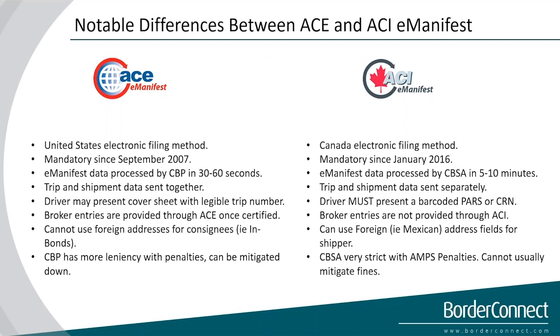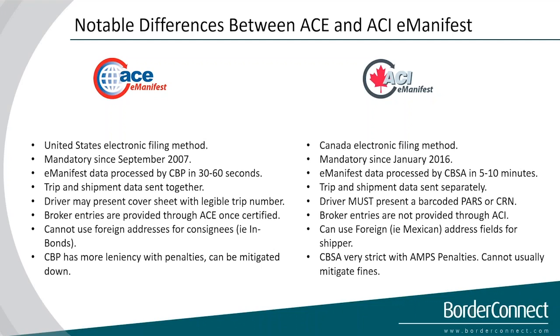So bundling RNS, release notification, with your ACI subscription would provide you essentially the same features that BorderConnect's ACE manifest has. With ACE, you cannot use foreign addresses for consignees, i.e. in bonds for Mexico or any other shipments that are going in bond to a foreign destination.